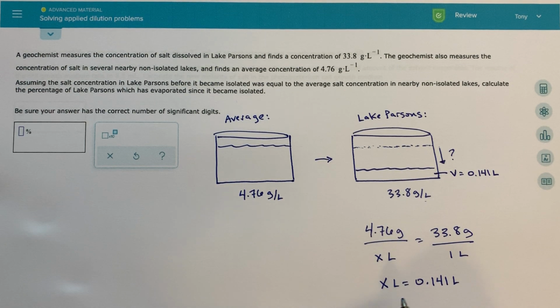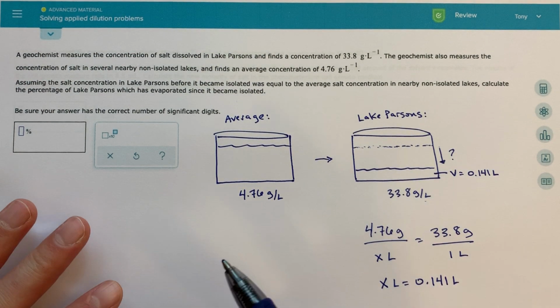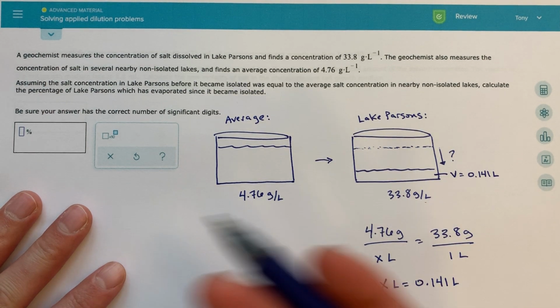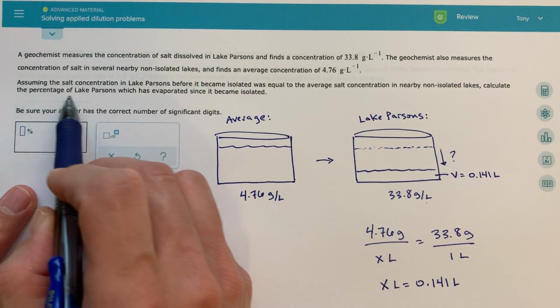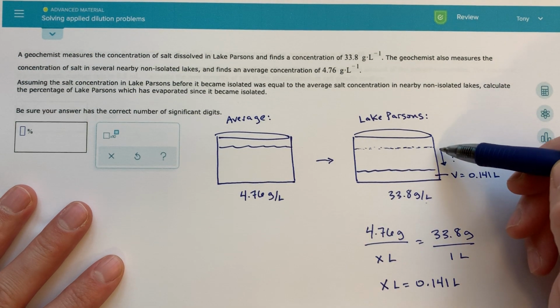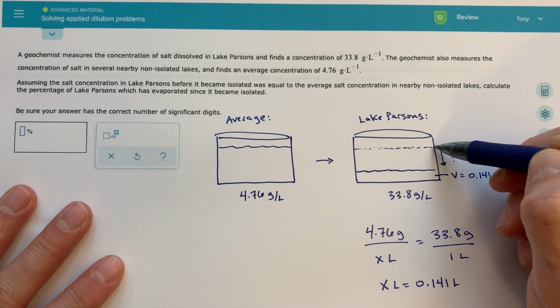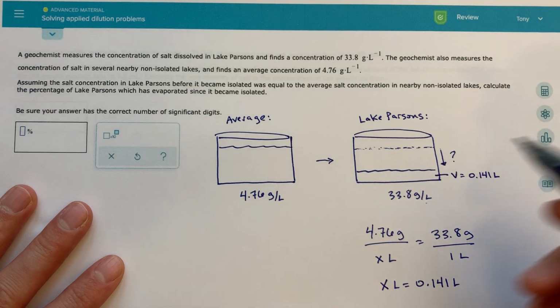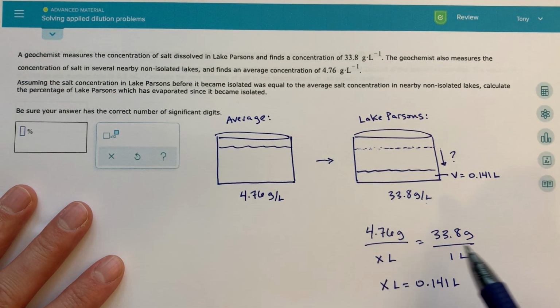So now the question becomes, what is the percentage of Lake Parsons which has evaporated since it became isolated? That represents this distance here. So what did we start at here? Well, we started at 1 liter, right? We're drawing this analogy from our average.